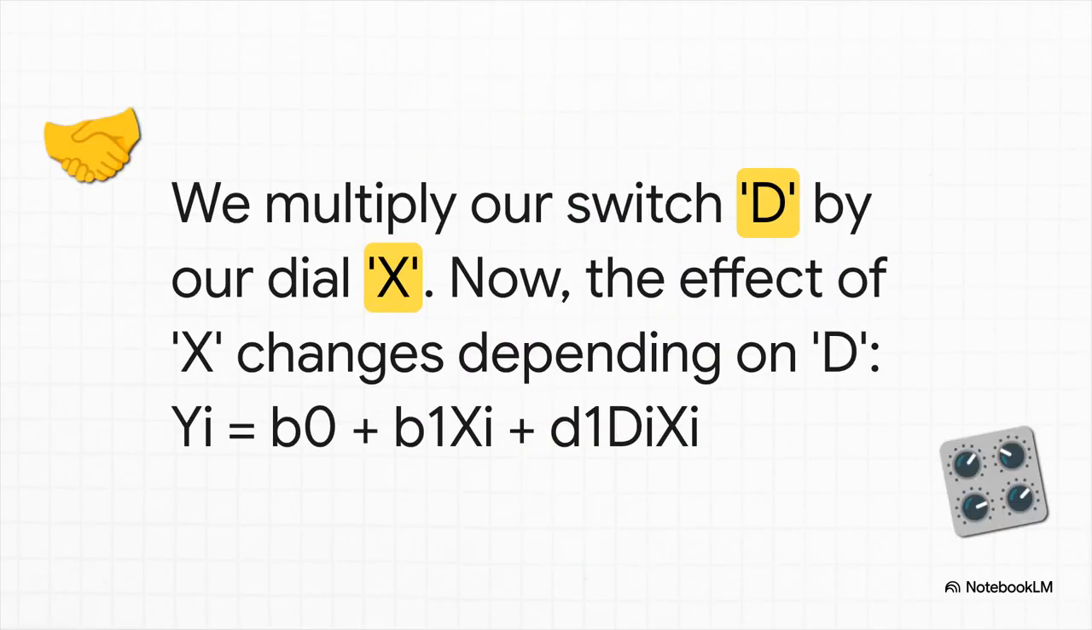So to capture this, we add something called an interaction term. Now that sounds complicated, but all we're really doing is multiplying our city switch D by our bedroom dial X. Just think about it. If the city switch is off, it's set to 0. So this whole new term becomes 0 and just vanishes. But if the switch is on, if it's set to 1, then this term activates, creating a whole new separate effect for bedrooms specifically in the city. This is how our machine starts to model those really complex, nuanced relationships.